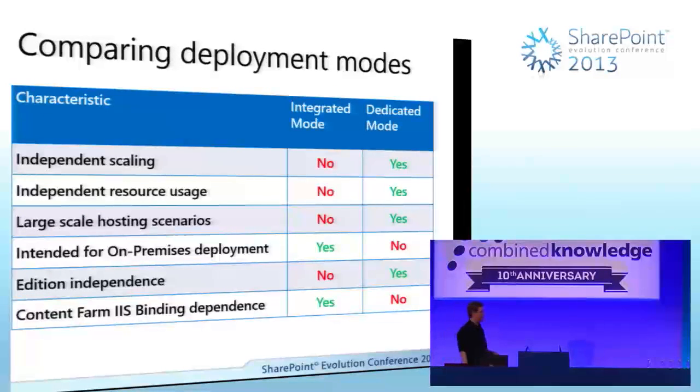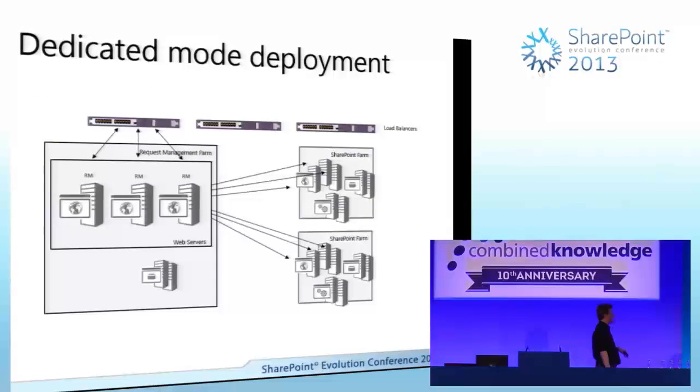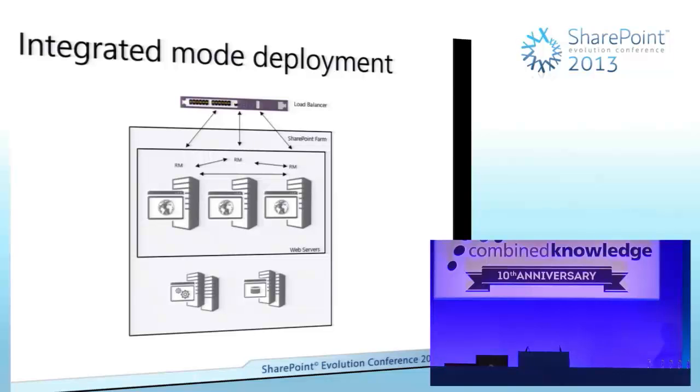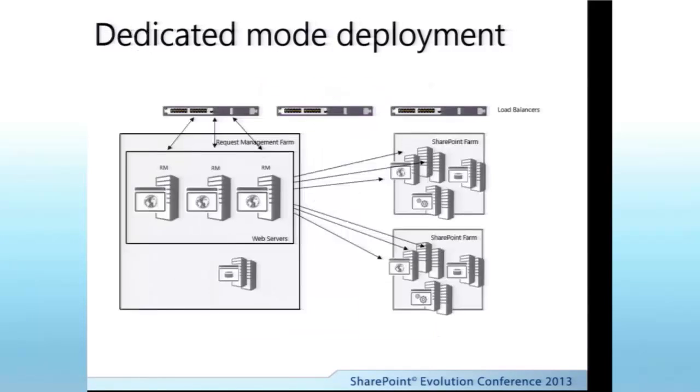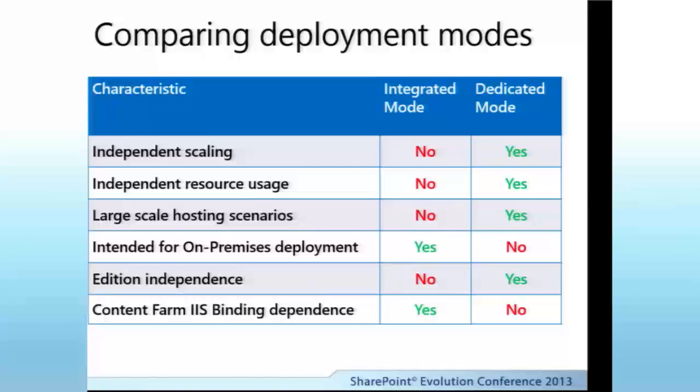So we can compare those 2 and see where they fit. The main idea behind this is, if we have the integrated mode and we add another web server because we need more capacity, that server is going to be doing request management as well. Whereas in dedicated mode, we can scale these farms independently. So if you imagine your Office 365, you might have different types of farm here, and we don't have to change the request management farm to scale those other content farms independently.